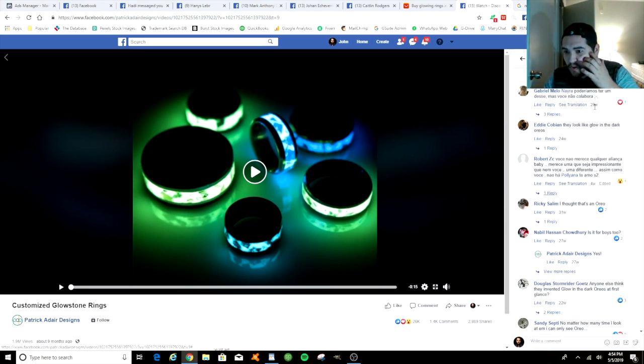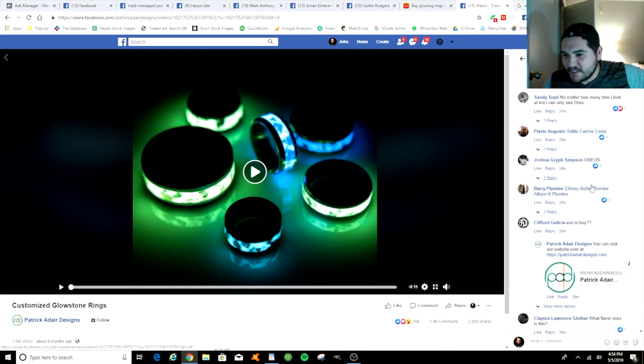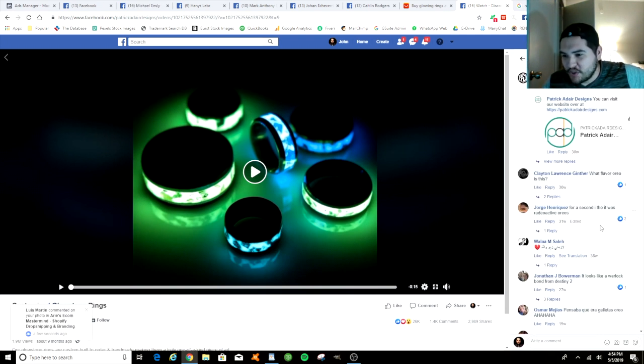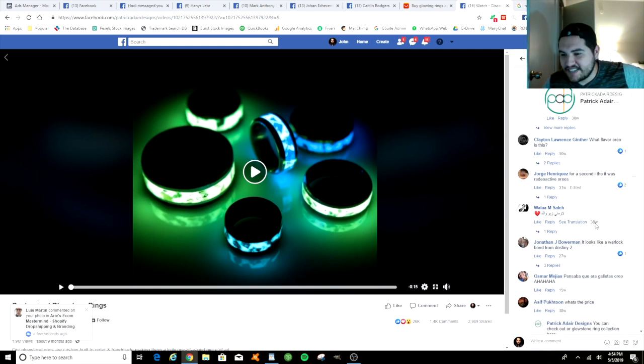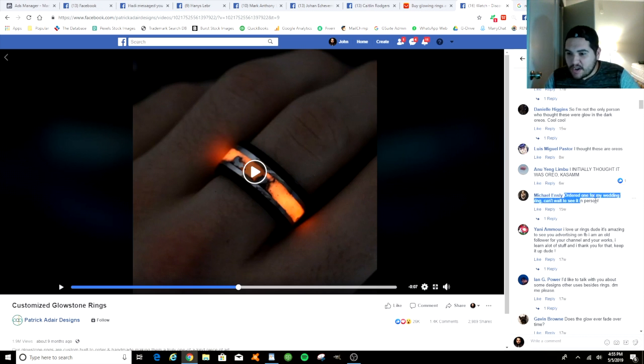So you're just going to keep scrolling, and again, you know here they're targeting worldwide because there's some Portuguese here. "Somebody invented glow in the dark Oreos." People really are relating this ring to Oreos, which is crazy. "What flavor Oreo is this?" Everybody is literally saying Oreo. Boom, we found one dude right here that says, "Ordered one for my wedding ring. Can't wait to see it in person."